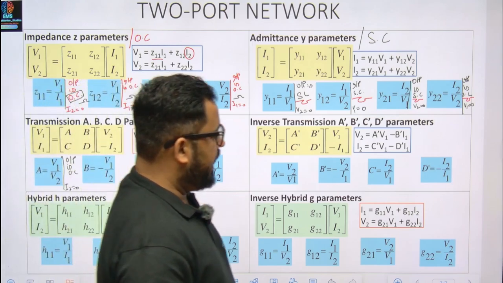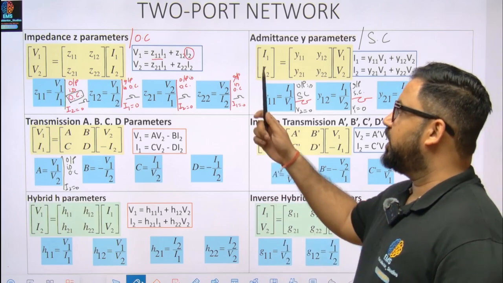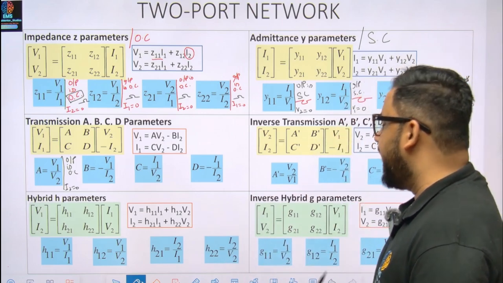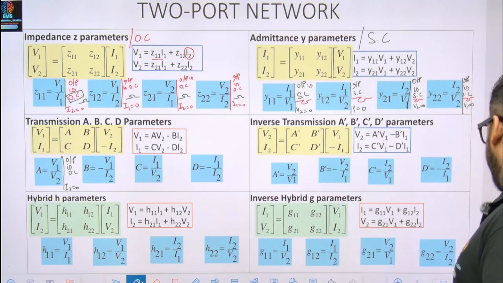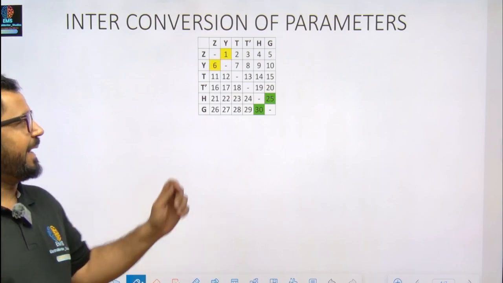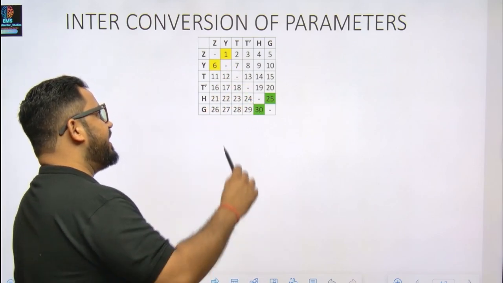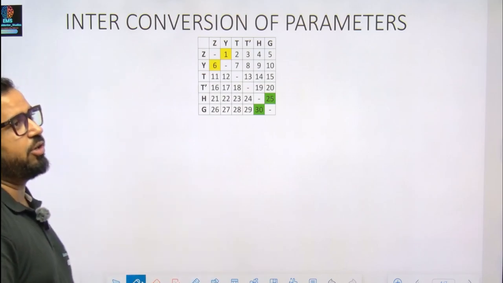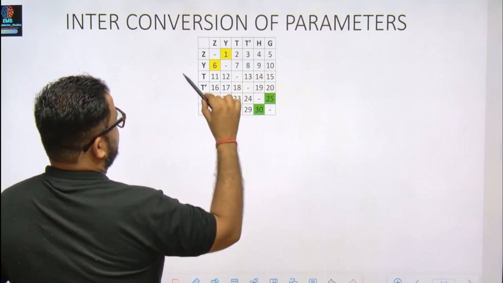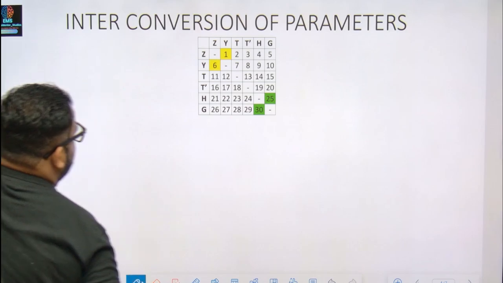Okay, moving ahead. Next important thing is we need to remember how we can convert Z parameter into Y, transmission, inverse transmission, hybrid, and inverse hybrid, that is G parameter. So this is an important topic which is known as interconversion of the parameters. Now this matrix where numbers are from 1 to 30 shows us that in total we have 30 such conversions. So I can determine Z in terms of Y, T, T dash, H, G, Y in terms of Z, T, T dash, H, G. So in totality we have 30 conversions.